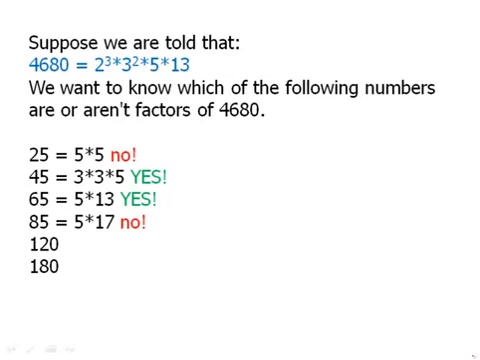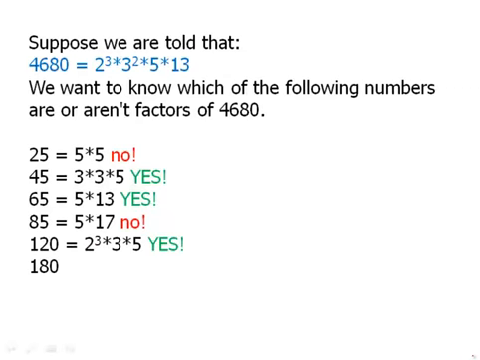120, well, that is 40 times 3. 40 is 8 times 5. So we have a 3 and a 5 and then an 8, which is 2 times 2 times 2. Well, we have a 2 cubed, we have a 3, and we have a 5. So that we're all set. Means that this would be divisible by 120.